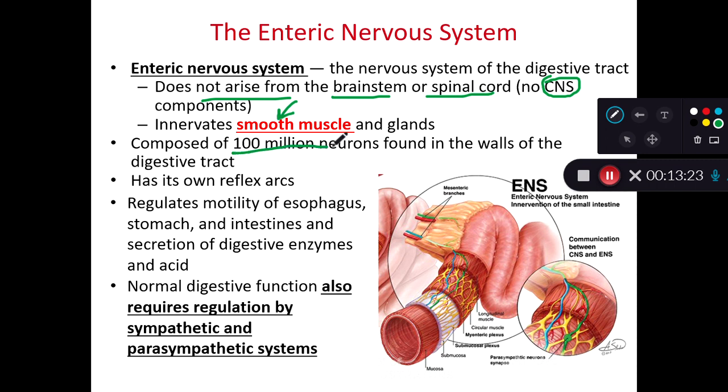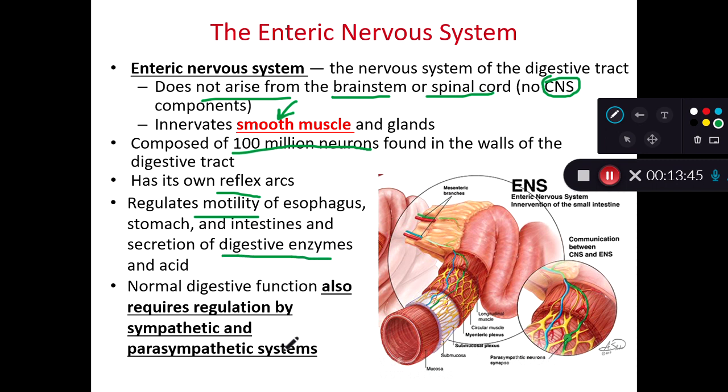There are many neurons, over 100 million neurons found within the digestive tract, and this enteric nervous system is going to be self-regulated by these neurons. Our enteric nervous system has its own reflexes. Some of the reflexes include motility, so the movement of materials through the digestive tract, and the secretion of digestive enzymes.